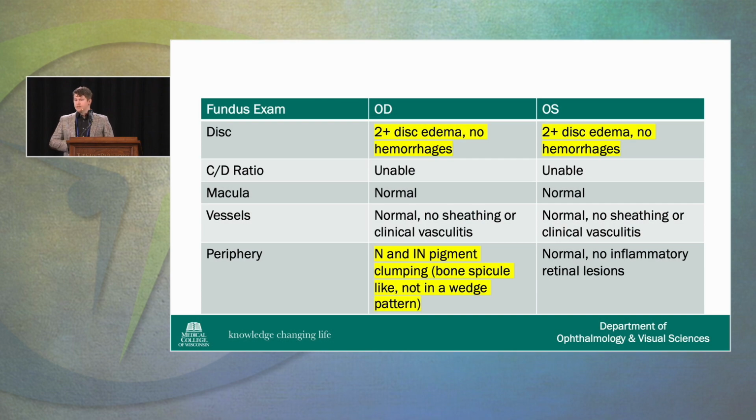Dilated exam revealed 2+ disc edema in both eyes with no hemorrhage. And then if you look further into the periphery, especially in this right eye, there appears to be an inferior nasal area of pigment clumping that does look like bone spicules.